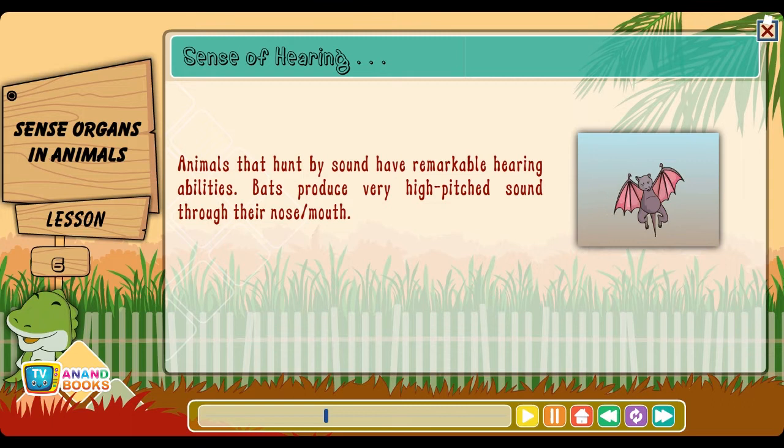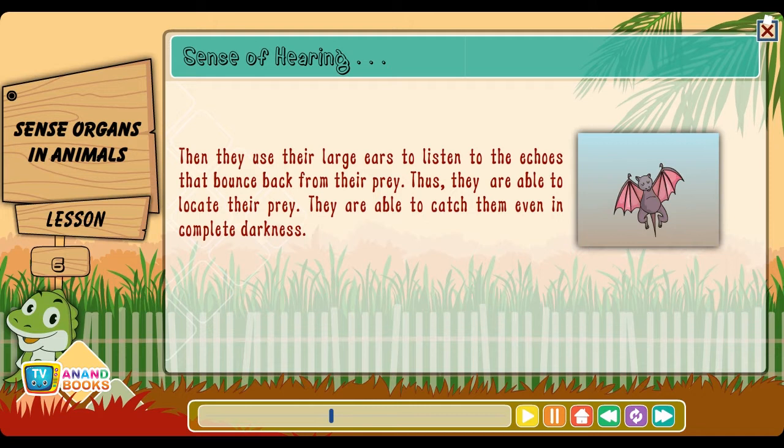Bats produce very high-pitched sound through their nose or mouth. Then they use their large ears to listen to the echoes that bounce back from their prey. Thus, they are able to locate their prey. They are able to catch them even in complete darkness.